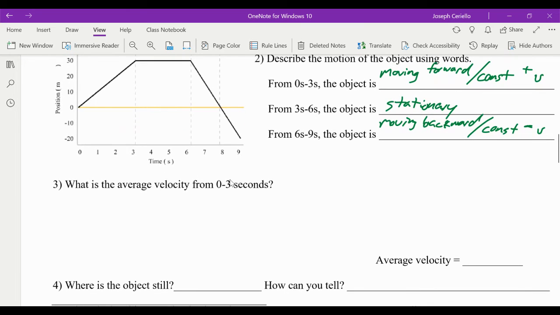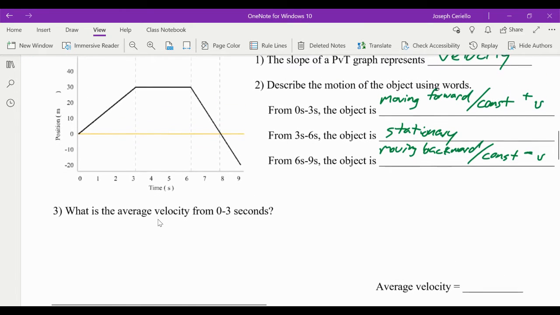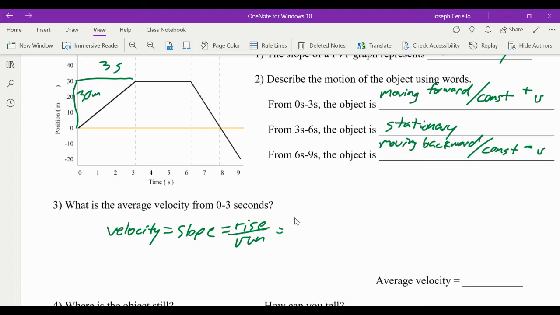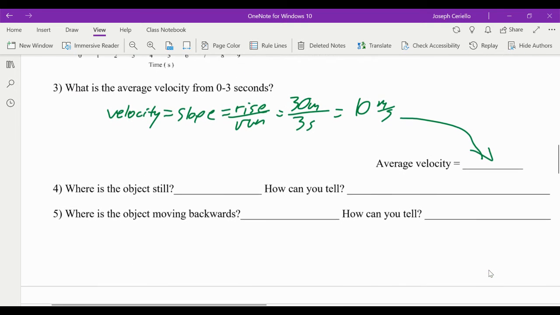So what is the average velocity from 0 to 3 seconds? In order to do that, you're finding the slope. So let's see, rise over run. The run here was about 3 seconds. The rise was about 30 meters. So velocity in this case of a position versus time graph is equal to the slope, which is equal to rise over run, which is equal to a rise of 30 meters over a run of 3 seconds, 10 meters per second. Look at that. If you keep track of units, it tells you that the slope is equal to velocity.